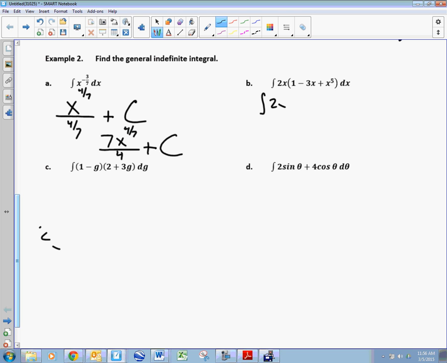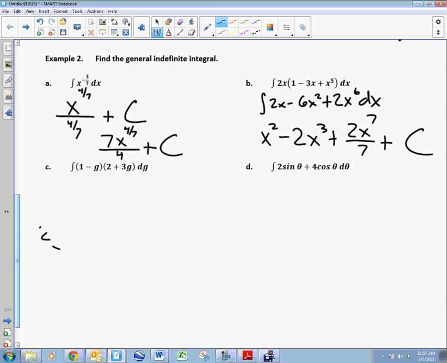So we have the integral of 2x minus 6x squared plus 2x to the 6th dx. What's the antiderivative of 2x? X squared. Antiderivative of 6x squared. 2x to the 3rd plus 2x to the over. If you forget to write plus c on the test, I take a half a point off.